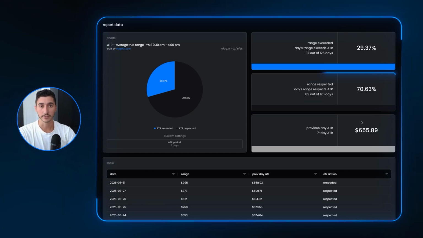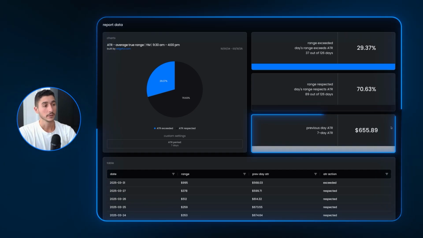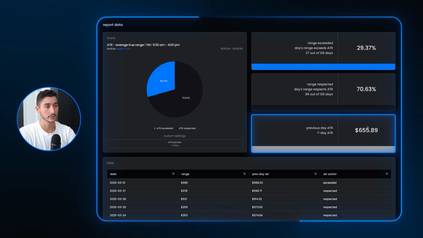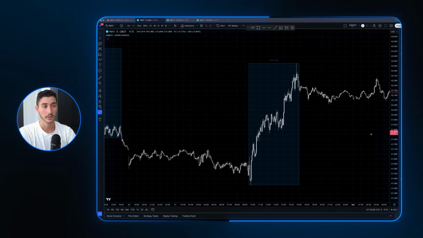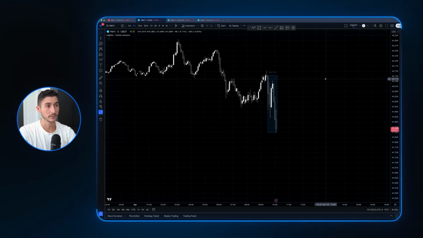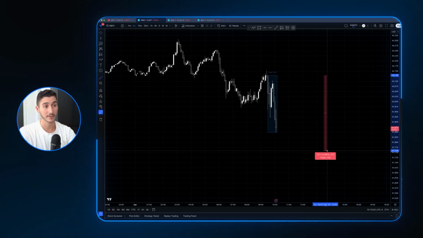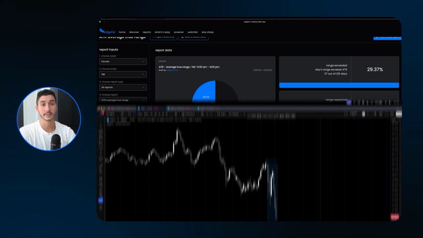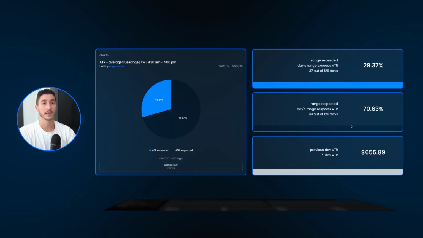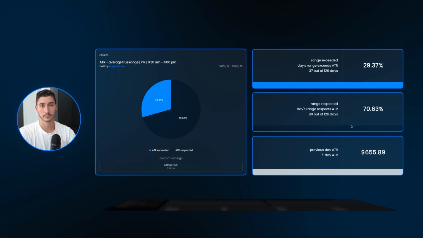So let's use a real example now. The current 7-day ATR on YM as of yesterday is 655 points. So if today stays within 655 points from the high to the low of the day, that would mean that today respected ATR, which falls into this category. If today goes 800 points from the high to the low, that would be exceeded.